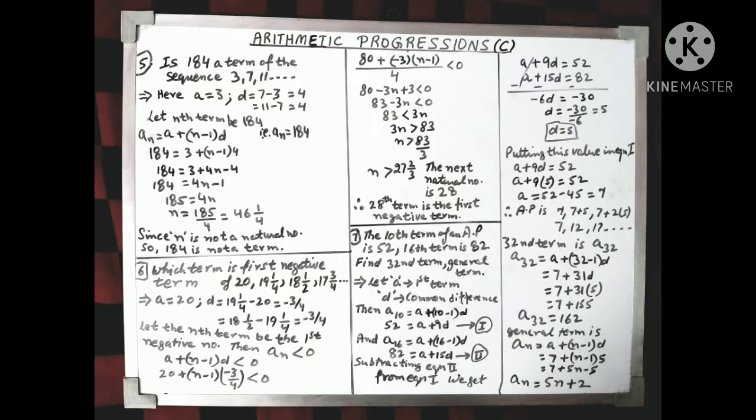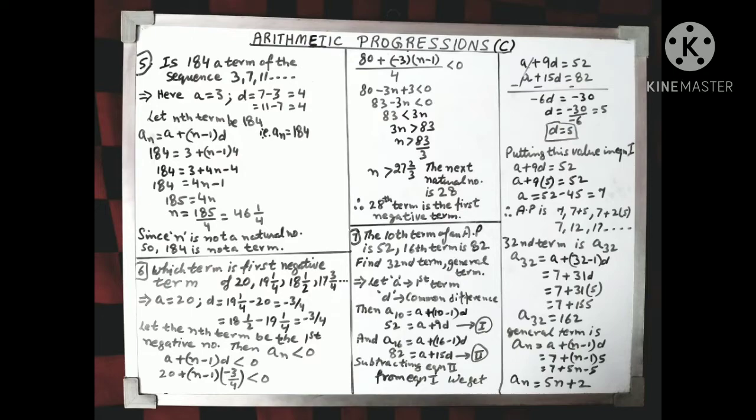So we have two linear equations, simultaneous equations. We can solve them either by substitution, elimination, or cross multiplication method, whichever is comfortable, right? You can use any one of these. So here I am using the elimination method. I am subtracting equation 2 from equation 1, and I get A plus 9d is equal to 52, A plus 15d is equal to 82, and I finally get minus 6d is equal to minus 30, d is equal to minus 30 by minus 6, that is d is equal to 5.